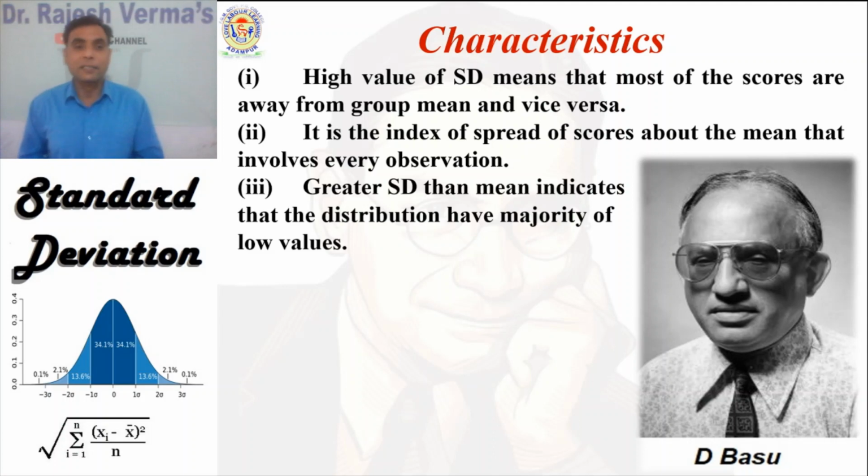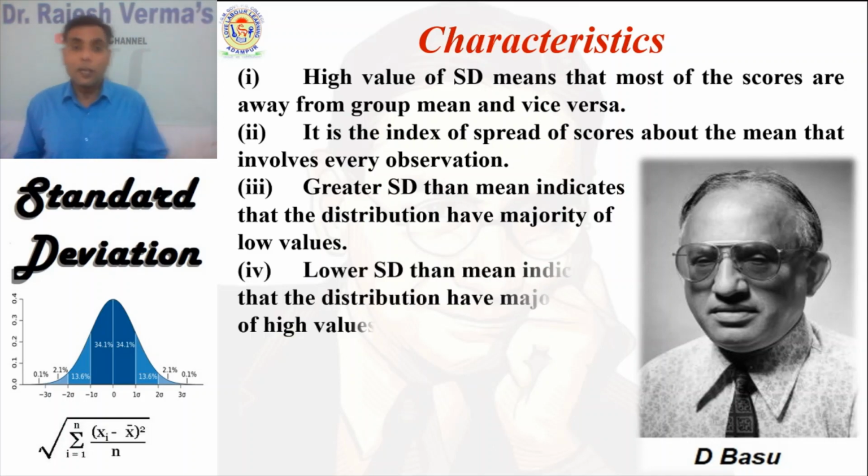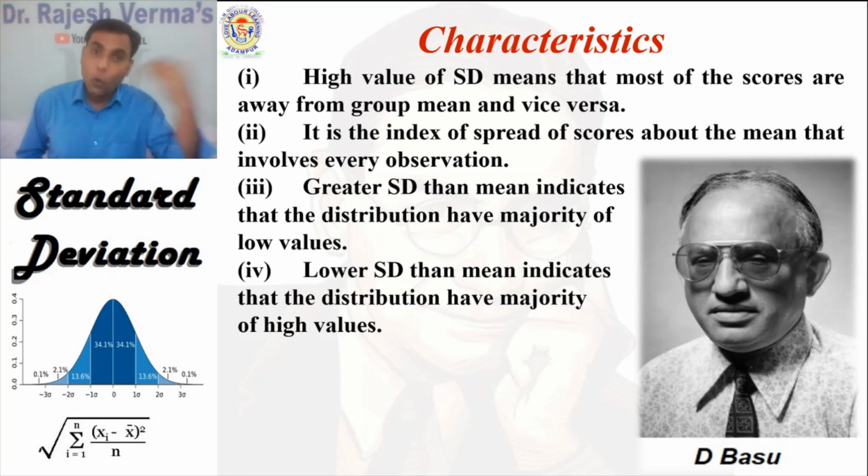Then the third characteristic: standard deviation greater than mean. If the standard deviation is greater than the mean, it indicates that the distribution has a majority of low values. Means the values are lower than what? Lower than the mean. Getting my point? And vice versa is also true. If the value of standard deviation is lower than the mean, this indicates that the distribution has a majority of high values.